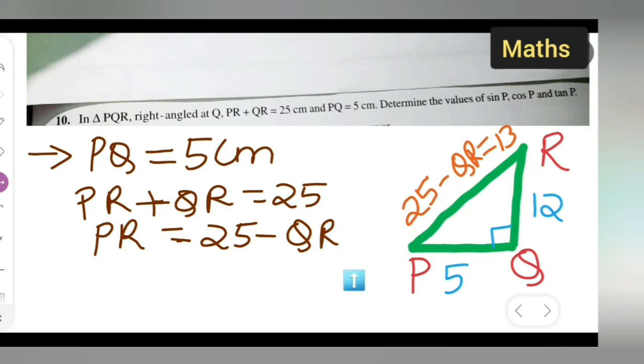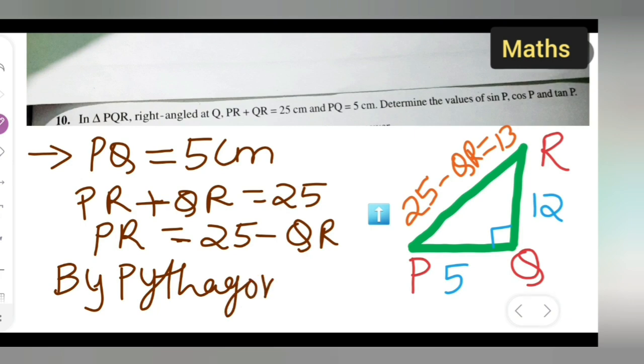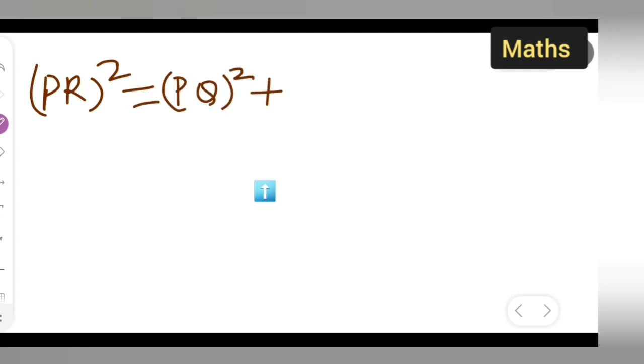Now we are going to apply the Pythagoras theorem for this triangle. By Pythagoras theorem, the first thing you are going to write is PR the whole square, the hypotenuse, equals the opposite side QR plus the adjacent side PQ, squared. So write down PR square is equal to PQ square plus QR square.